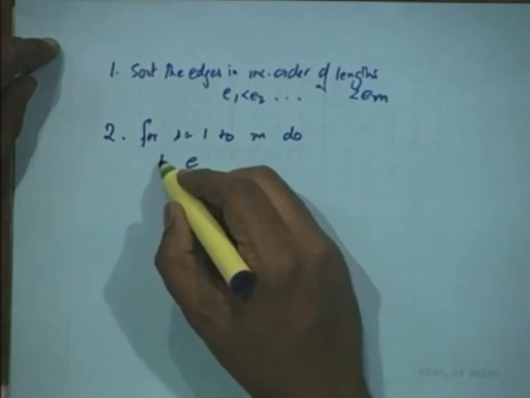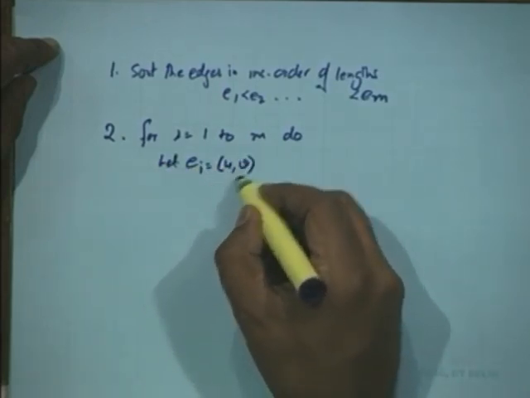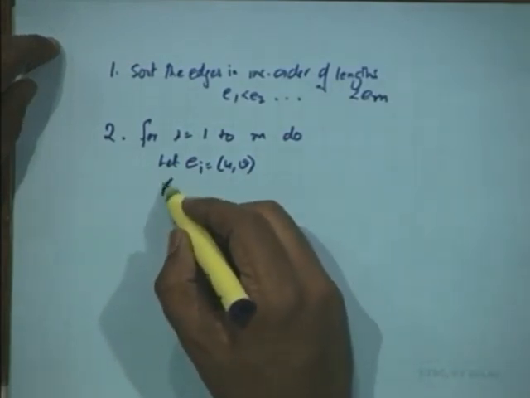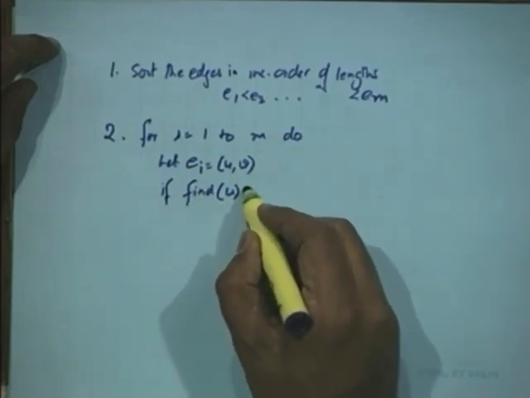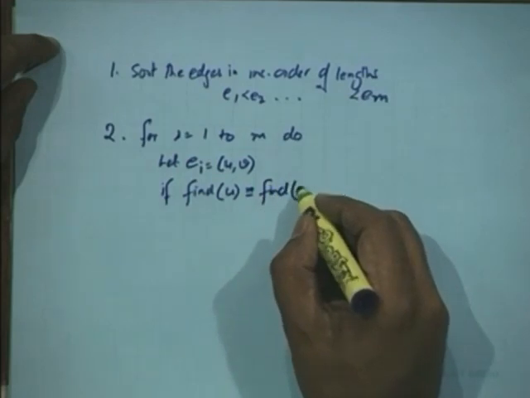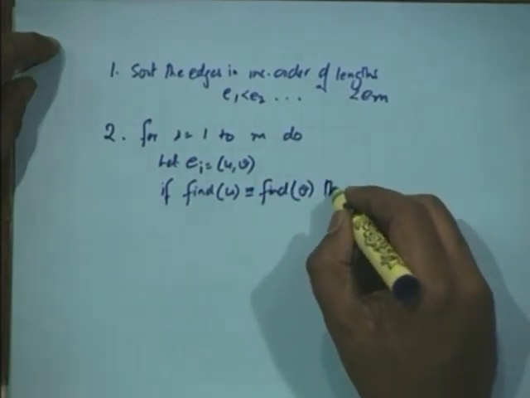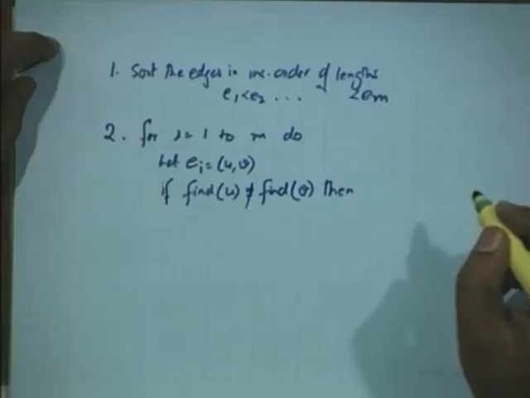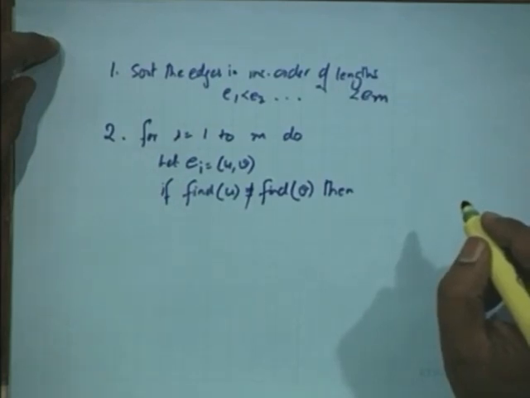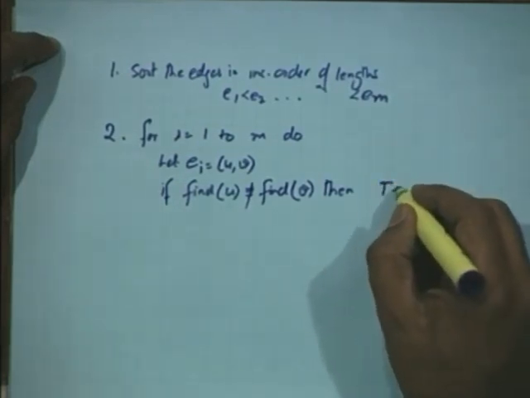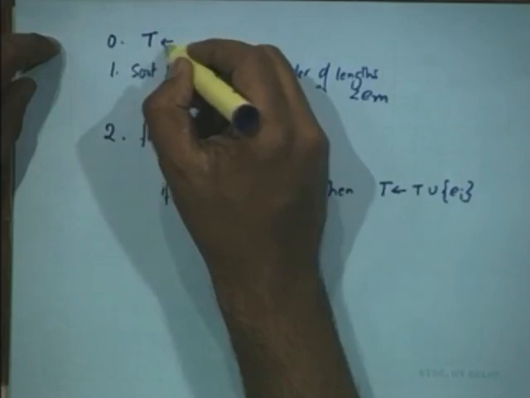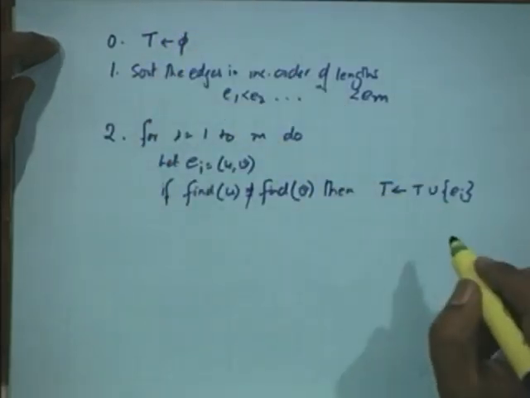So, let Ei equals u comma v, which means that u and v are the two endpoints of the edge Ei. What is it that I have to do? If find u equals find v, then it forms a cycle, then we do not have to do anything. So, I should really say not equal. If find u is not equal to find v, then T is T union Ei. So, I should have some T initialized to null. And what else should I do?